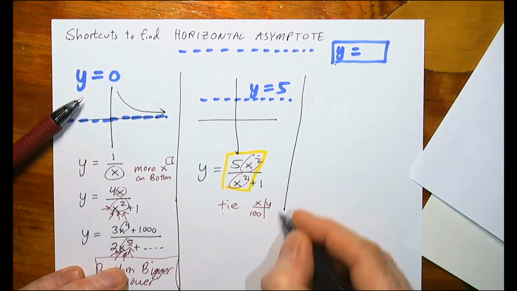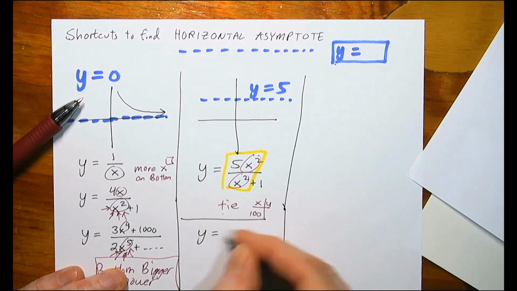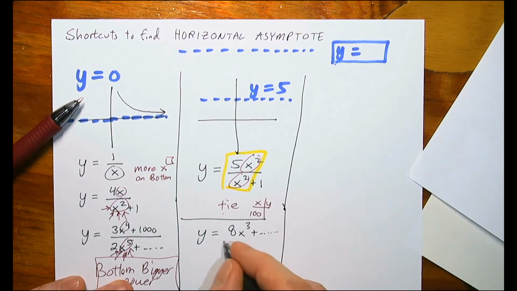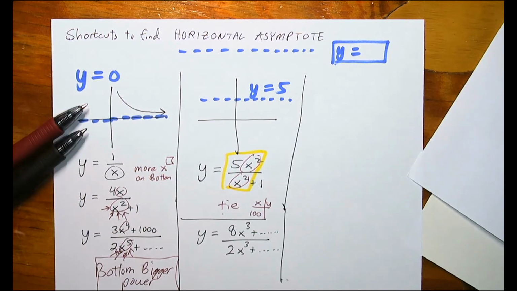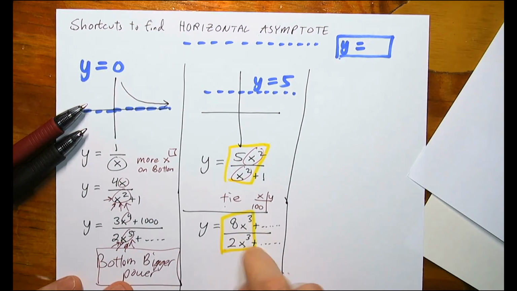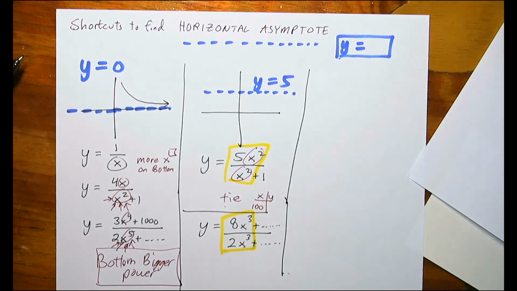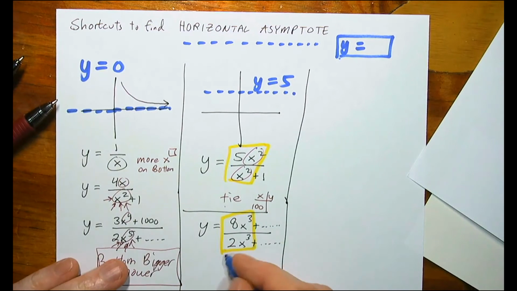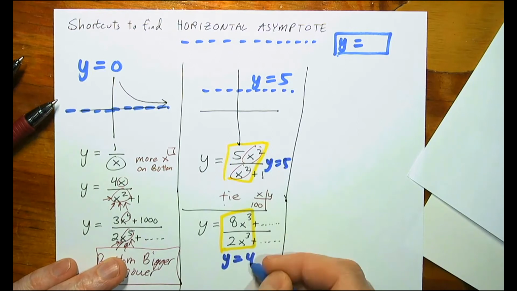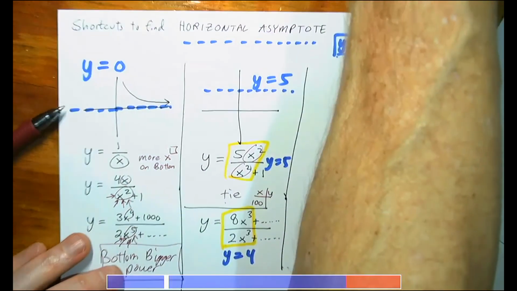If you're like, I don't get it, okay, here's another one. What if I put y equals 8x to the 3rd plus a bunch of other stuff, over 2x to the 3rd plus a bunch of other stuff? Just look at this. Oh, we got a tie. What's like 8 infinity over 2 infinity? That's going to be 4. This guy here is 5. This guy's 4.